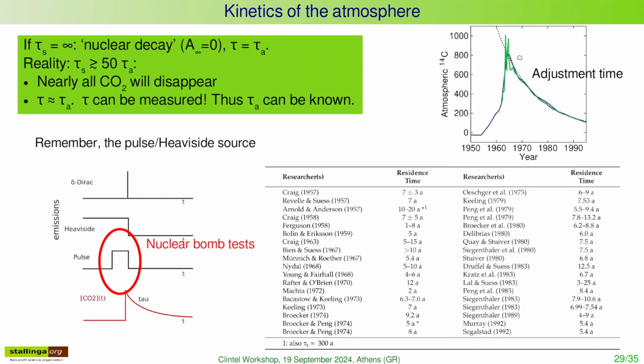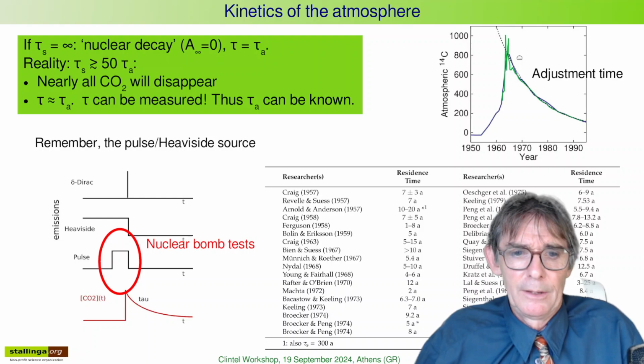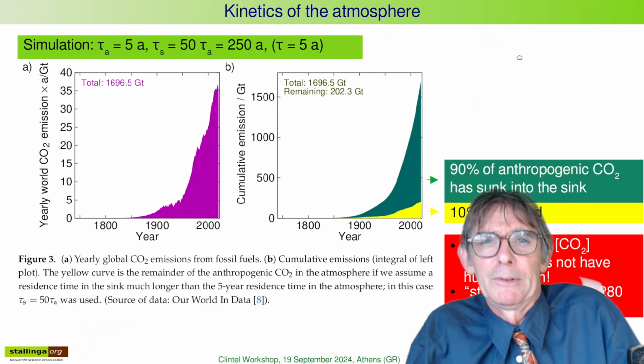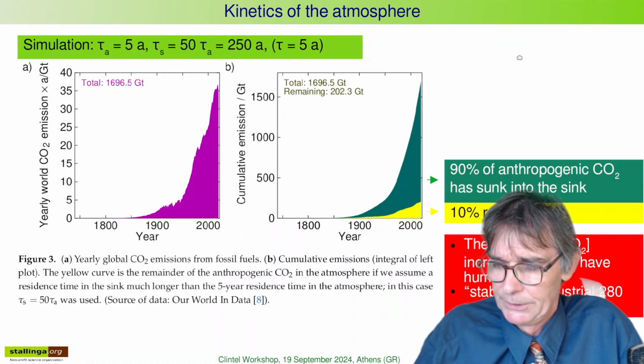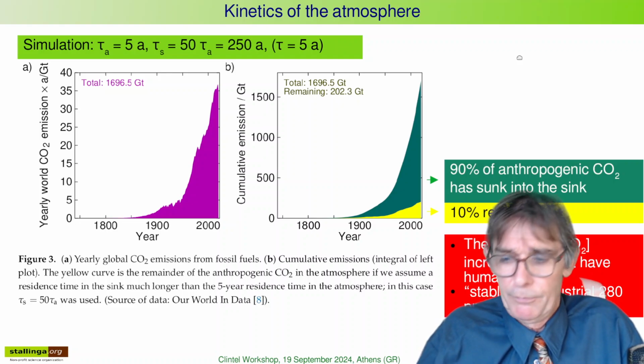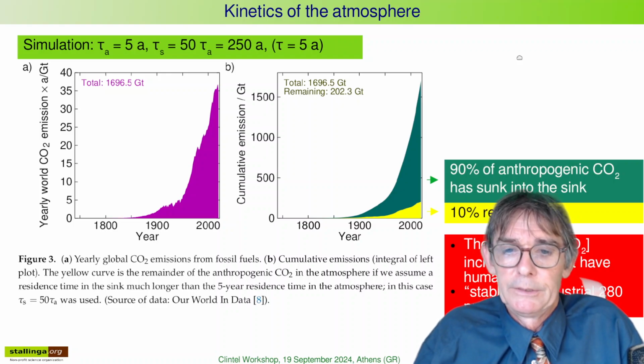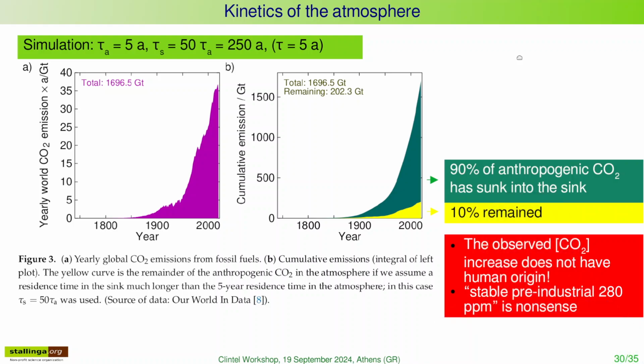I used in a simulation then 5 years. And you can see then what happens if I make a simulation with 5 years. So just make a convolution of all the carbon dioxide emitted that you can see here on the left. And if you do a convolution with 5 years residence time in the atmosphere and 50 years in the sinks, then you can see that most of the carbon dioxide that we have been injecting into the atmosphere actually disappeared.